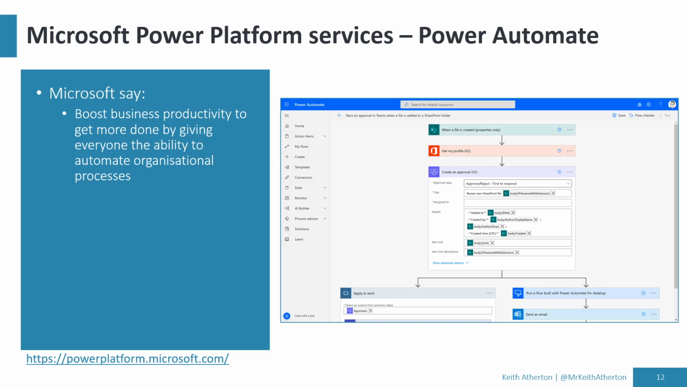Next up, Power Automate, and Microsoft say boost business productivity to get more done by giving everyone the ability to automate organizational processes. So the short version of that, as it sounds, is that you can automate processes. So the example there, we've got a visual workflow, which is the studio that you use to create flows within Power Automate. You can create various types as well. You can have them run on schedules. You can have them run instantly, with a click of a button, or you can have them run automatically as well.